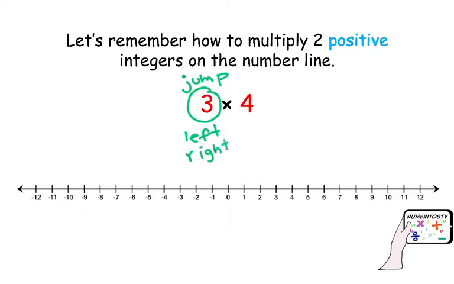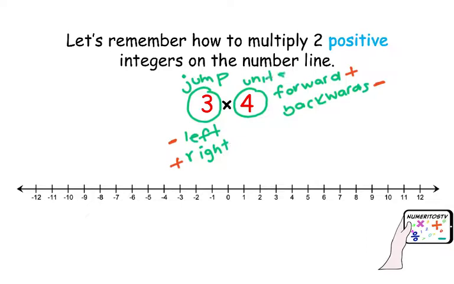So if that integer is positive, you are going to do the jumps to the right. If that integer is negative, you are going to make those jumps to the left. My second integer is going to tell me if you do those jumps either forward or backwards, depending on the sign again. So if it's positive, you do those jumps forward. If it's negative, you're going to do them backwards, and of how many units. So that number is going to tell us of how many units.